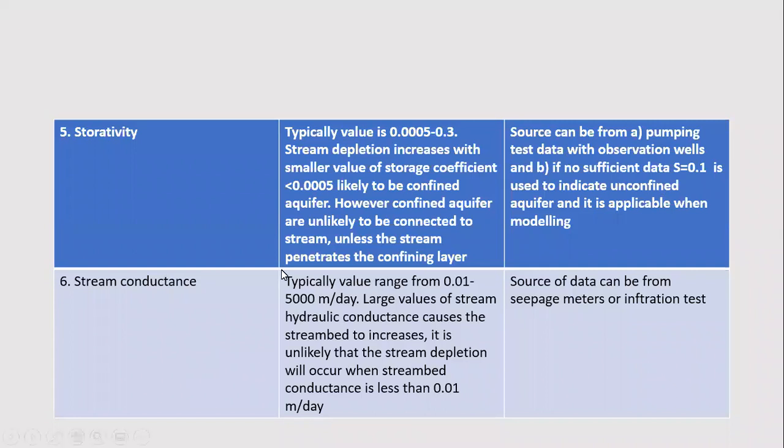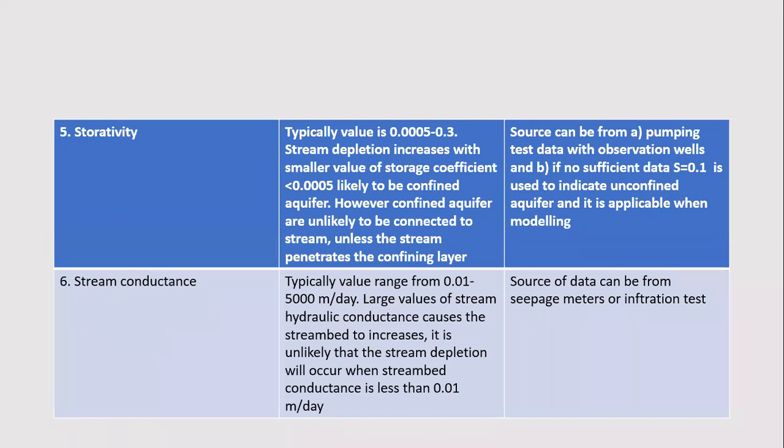And then the stream conductance, as the last factor that I'm talking about. The stream conductance typical value range is from 0.01 to 5,000 meters per day. Like I said, these are the values that have been put in the literature, but still one can go to the site and try to find other values that can suit the site specific.